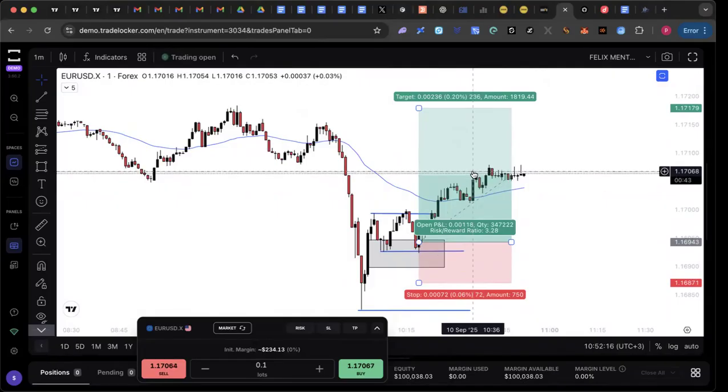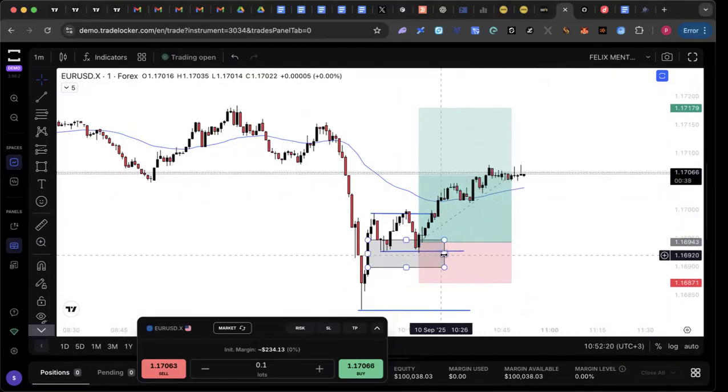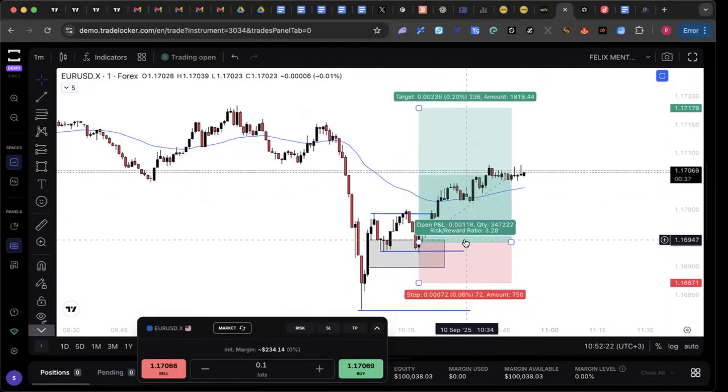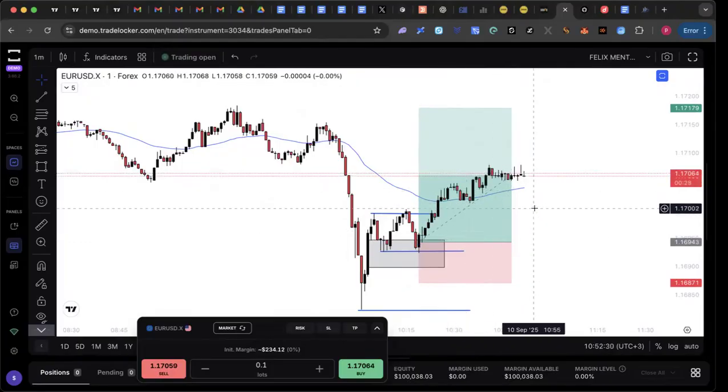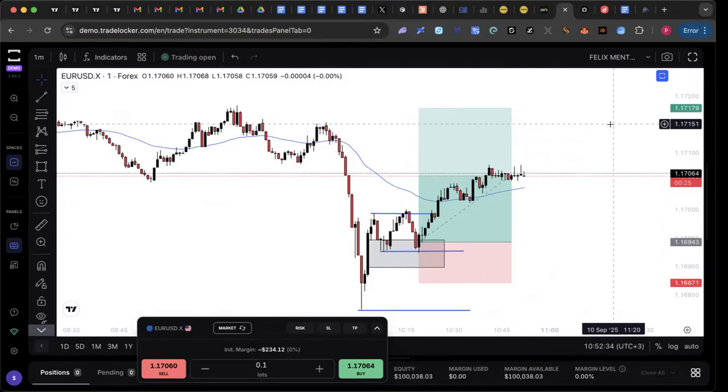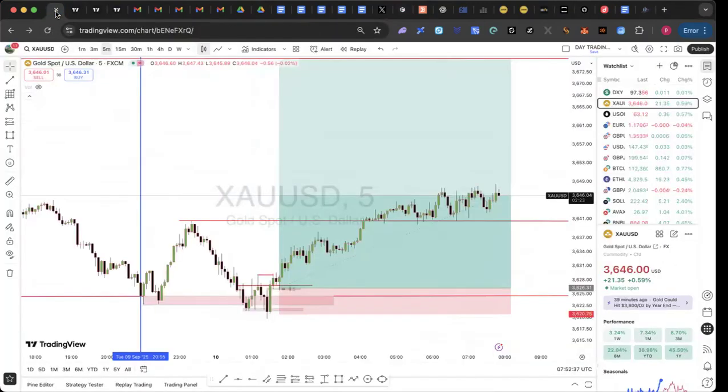So that means setting to lose about how many pips? 7 pips. Setting to lose about 7 pips and getting about 23 pips. So that's more than 1:3 risk reward. And then it's going to go that way. Okay, so very, very simple.